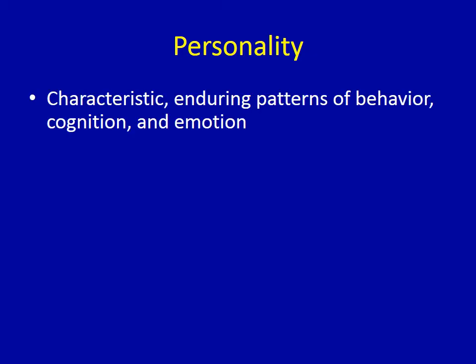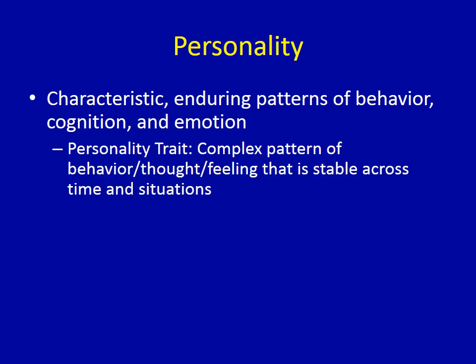When we're talking about personality, we're talking about individuals' characteristic, enduring patterns of behavior, cognition, and emotion. So we're talking about characteristics that define an individual and that tend to be stable across time and situations. And we're also talking about characteristics that we can observe across a range of domains. So it affects the way that people interact, the way that they behave, affects the way that they think and perceive the world, and it characterizes their typical emotional state and also their level of emotional reactivity.